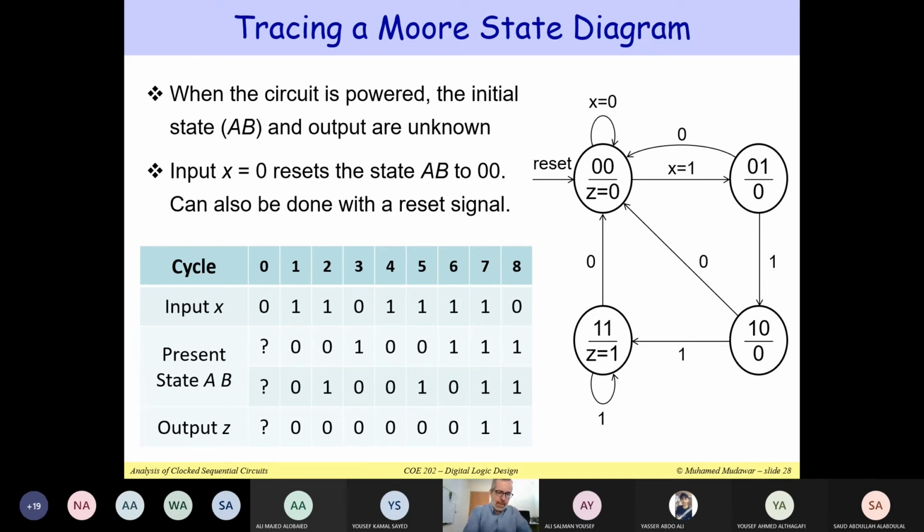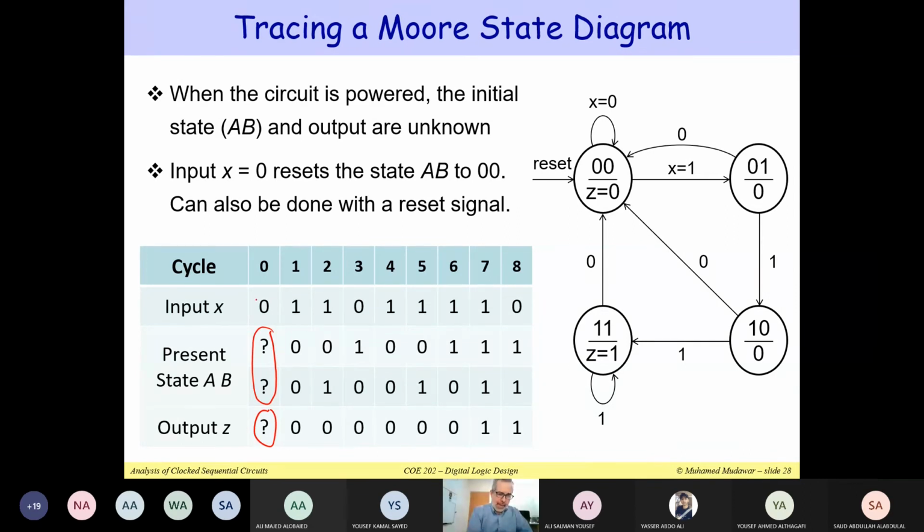So here, initially at t equal to 0, the present state is unknown. If you don't reset, when you power on a circuit, the initial state, so these are the outputs of the flip-flops, you don't know, so these are unknown. And because the state is unknown, the output is also unknown because the output depends on the state.